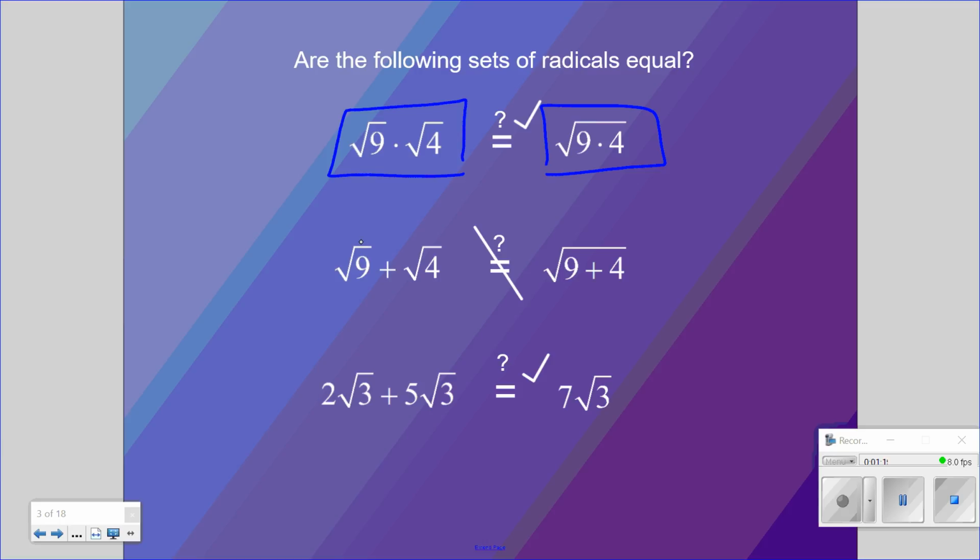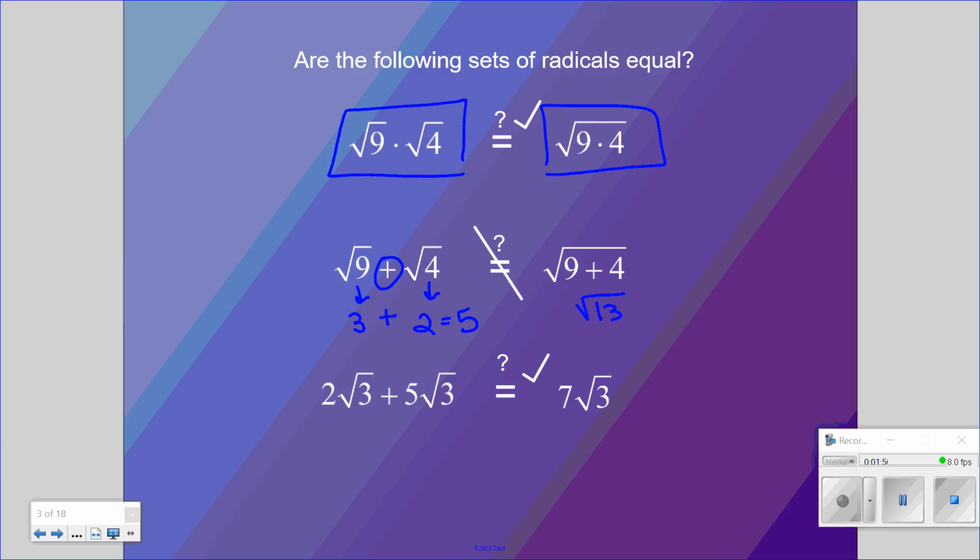Now, when you have something like the square root of 9 plus the square root of 4, and then you just put them both under the radical, hopefully you found that those values were quite different. Over here, this is equivalent to the square root of 13, and so that value is not equal to the square root of 9 plus the square root of 4, which you know the square root of 9 is just 3, and the square root of 4 is just 2. So this is equal to 5. So these two sides are not equal.